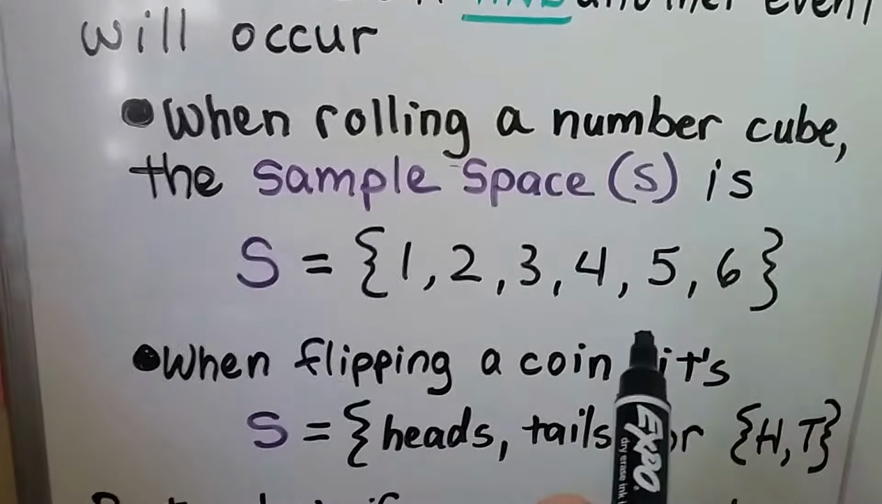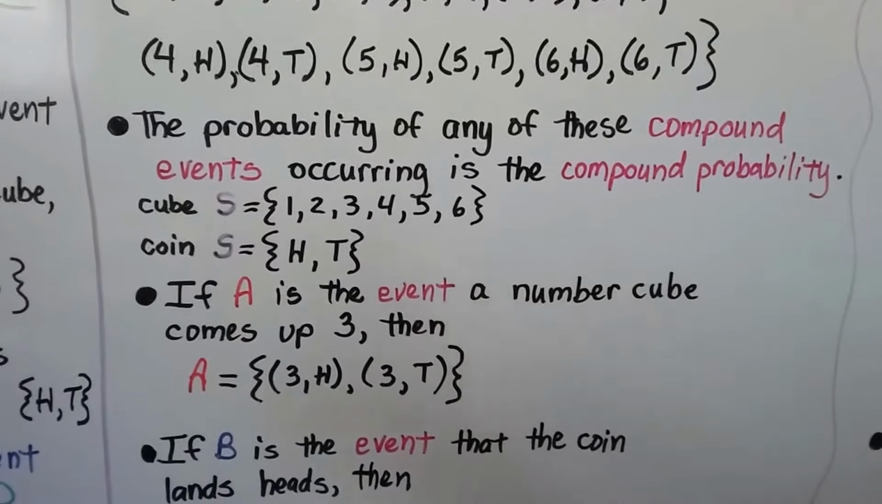The sample space for the experiment of rolling a number cube and flipping a coin is: we would have a 1 with a heads or a 1 with a tails, a 2 with a heads or a 2 with a tails, 3 with heads, 3 with tails, all the way down to 6. And the probability of any of these compound events occurring is the compound probability. So our sample space for rolling the number cube was the 1, 2, 3, 4, 5, 6, and for the coin it was heads or tails.